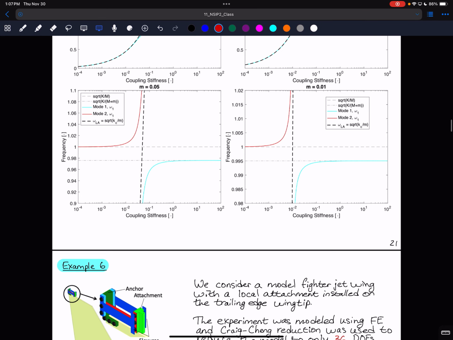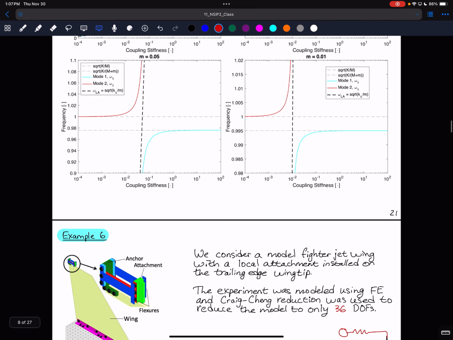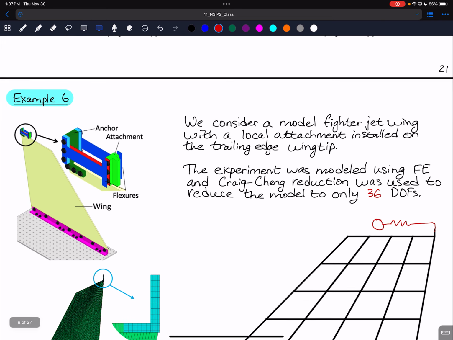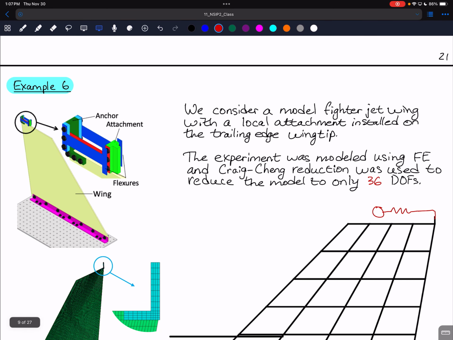Okay, we're going to take a look at another example, this time using a model airplane wing with a local attachment. We'll eventually come back to this and see how the CNSI is applied to this. For right now, we're just going to consider a linear version of this. And with this, I'll be able to plot the mode shapes, and you'll be able to see how these mode shapes are actually changing as a function of that coupling stiffness.